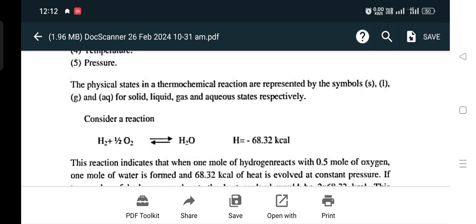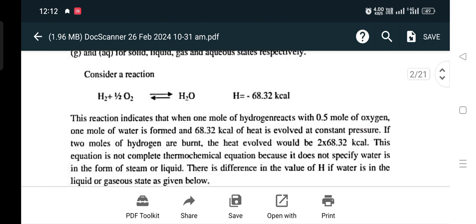Consider a reaction: H2 plus half O2 gives water, with enthalpy equal to minus 68.32 kilocalorie. This reaction indicates that when 1 mole of hydrogen reacts with 0.5 mole of oxygen, 1 mole of water is formed and 68.32 kilocalorie of heat is evolved at constant pressure. If 2 moles of hydrogen are burned, the heat evolved would be 2 into 68.32 kilocalorie.